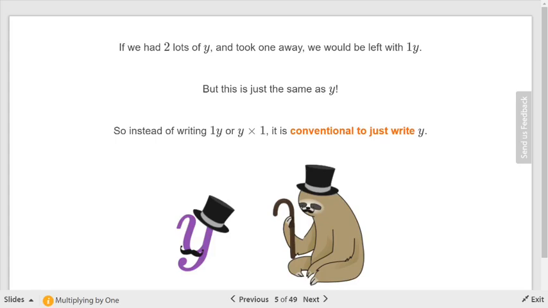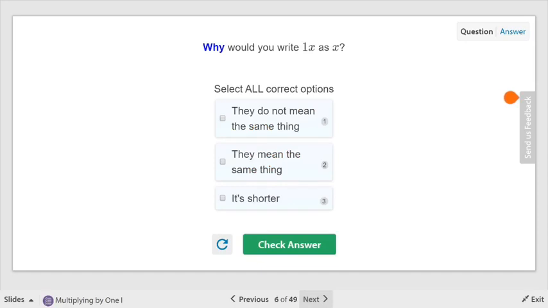There's not a special name for that one, right? Okay. But I'll give them to you first. So, why would you write 1x as just plain old x, do you think? Right. They mean the same thing, and it's shorter, right? I just did one of your homework problems. I got to stop doing that.